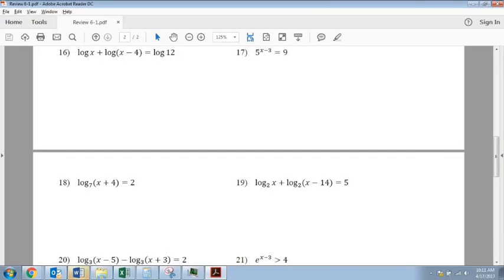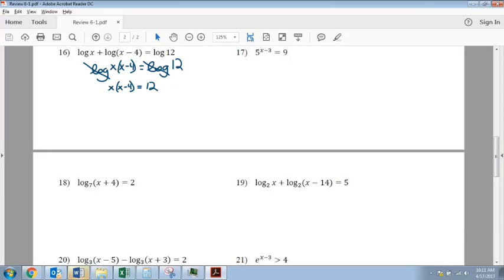We've got the same base all the way across, but the one on the left is split. So remember, if we're adding logs, we can multiply their arguments. So here we go. I can make that log of x times x minus 4 equals log of 12. Now I can cancel out those logs. So I get x times x minus 4 equals 12.